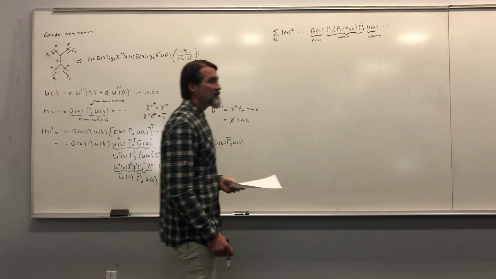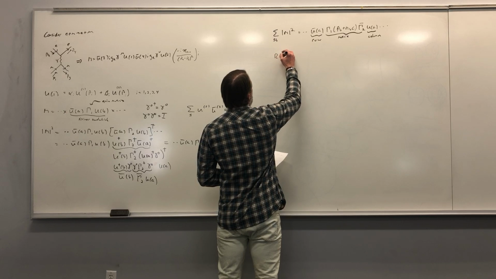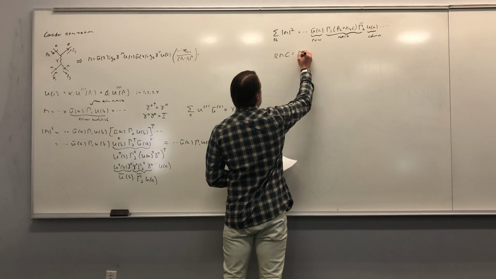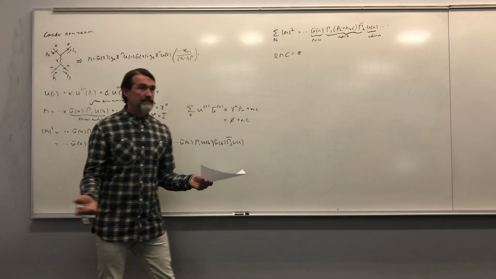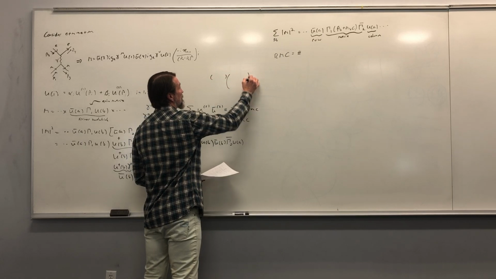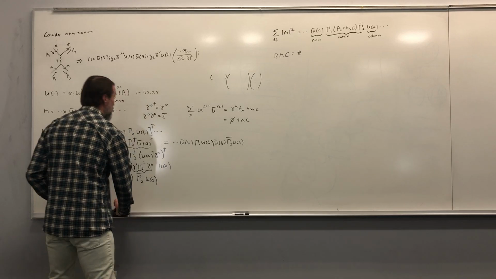Now for something which you might or might not be familiar with. This is a row times a matrix times a column, which of course gives you a number. Right? Everybody on board with that? It's this times that. It's row times matrix times column. Okay?